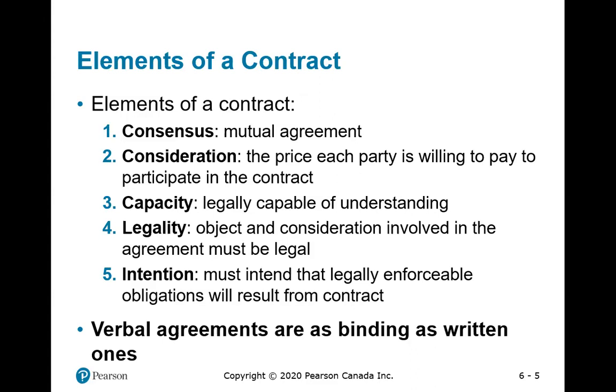Okay, verbal agreements. They are as binding as written ones. So did you buy coffee? Did you have an agreement in writing with them or just verbal? Just verbal. Is it less valid than a written agreement? No, it is not. It is as valid as a written one.